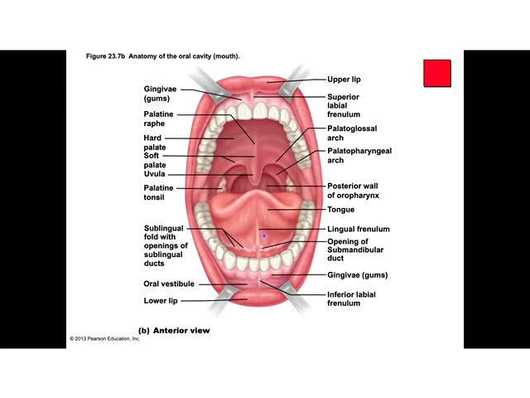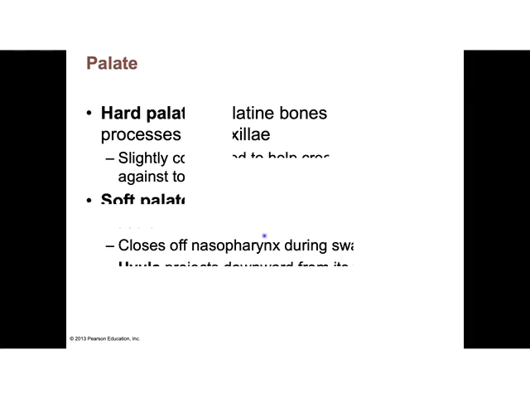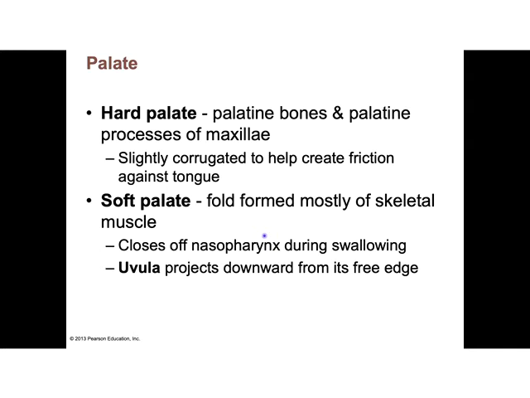Okay. The hard palate is made up of the palatine bone in the back third and the palatine process of the maxilla in the front two-thirds. Behind the hard palate is the soft palate, which terminates in the uvula. And the purpose of the soft palate is so that when you swallow, it closes off the nasal cavity and the paranasal sinuses to food and drink.